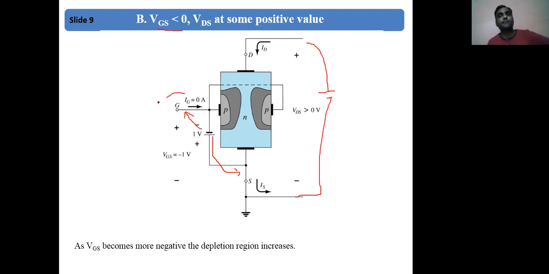Now what is the effect of this VGS? VGS is negative, so the negative terminal is connected with the gate.